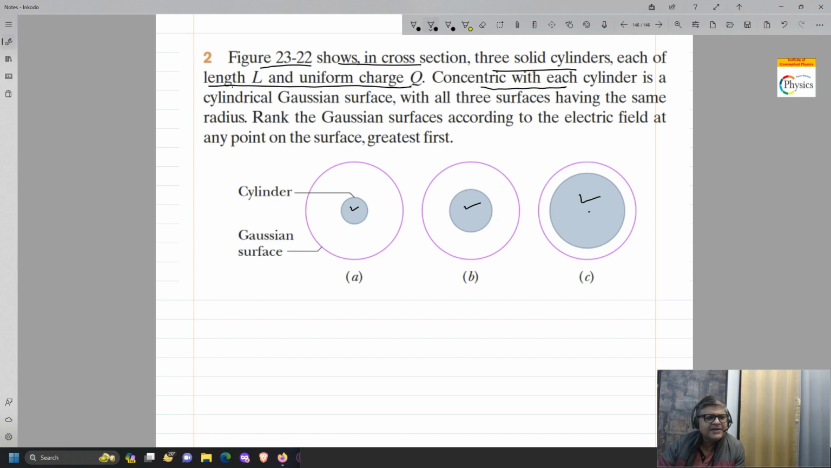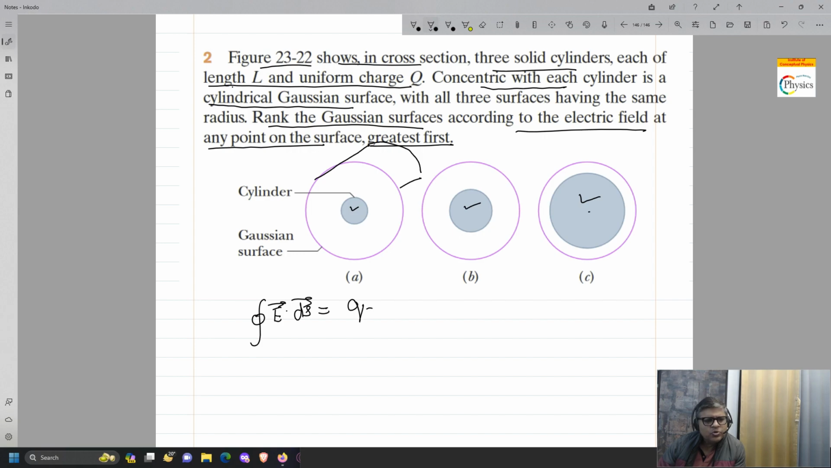Concentric with each cylinder is a cylindrical Gaussian surface. So that's your cylindrical Gaussian surface. And what's your target? The target is to rank the Gaussian surfaces according to the electric field at any point on the surface, greatest first. Now let's apply the strategy. Obviously, we know Gauss's law is the integral of E·dS equal to Q enclosed divided by the permittivity of the medium, right?